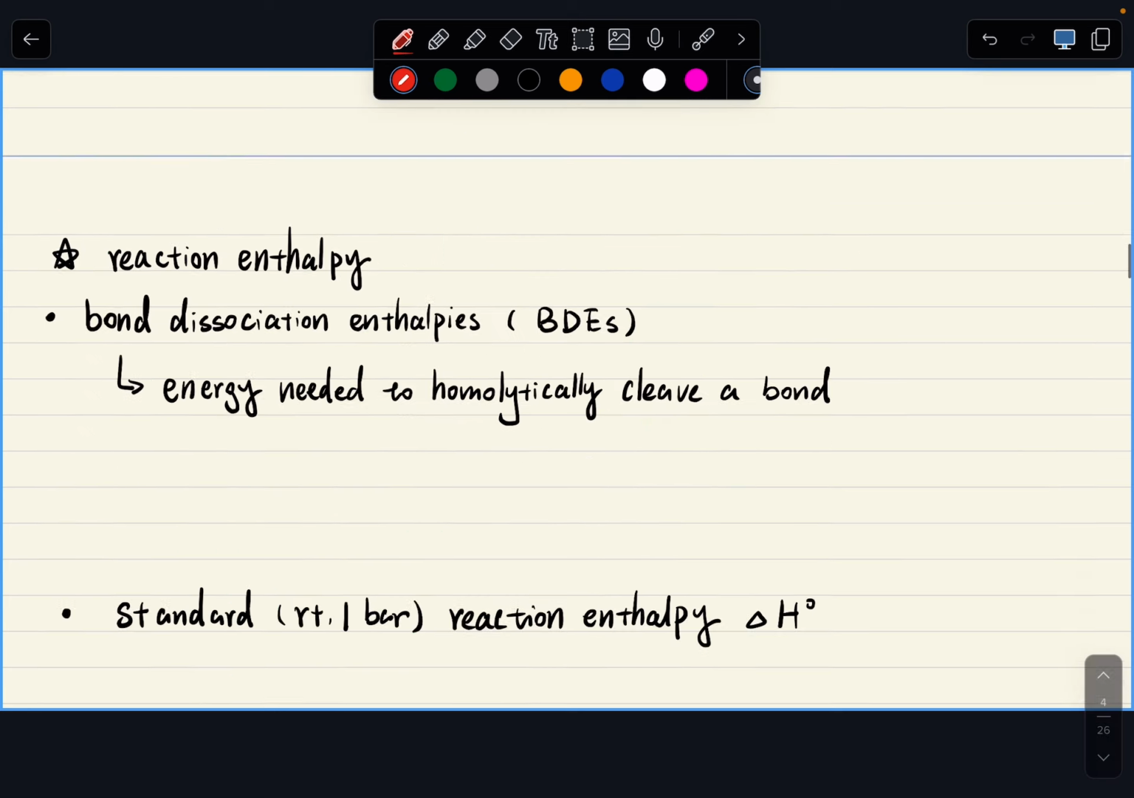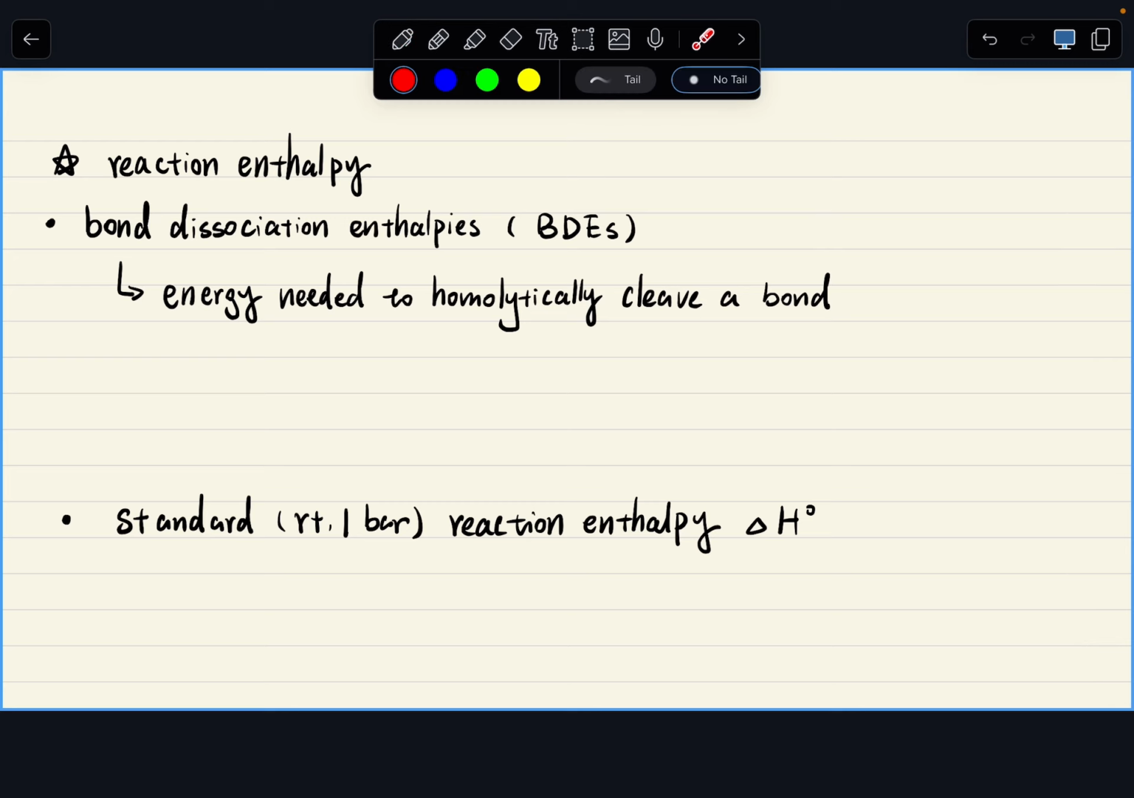All right, and as a final note, reaction enthalpy. So these are the thermodynamics we discussed. The bond dissociation enthalpy is the energy needed to homolytically cleave a bond. So the larger the bond dissociation enthalpy, the stronger the bond. And the typical reaction enthalpy can be calculated based on the bond dissociation enthalpies of your reactant and product. So these are all reviews of things we will be talking about.